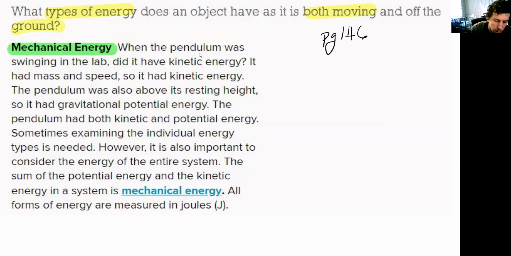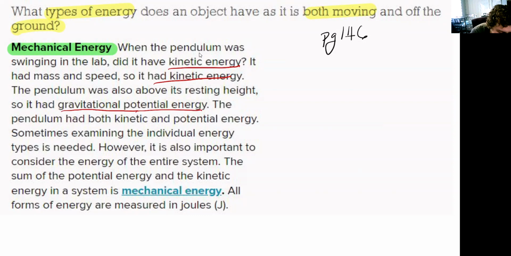Mechanical energy. When the pendulum was swinging in the lab, so the pendulum that we looked at yesterday, did it have kinetic energy? Well, if it was moving, we saw it would. It has mass and speed, so it had kinetic energy. The pendulum was also above its resting height, so it had gravitational potential energy. The pendulum had both kinetic and potential energy.